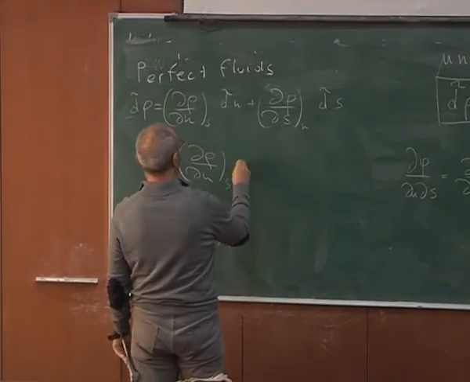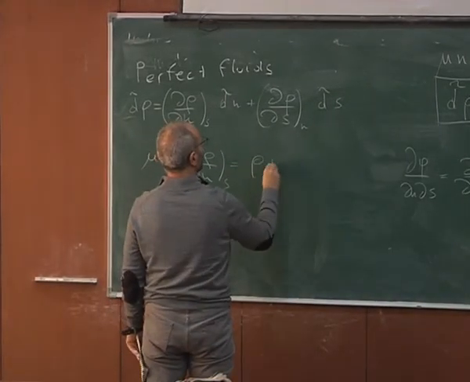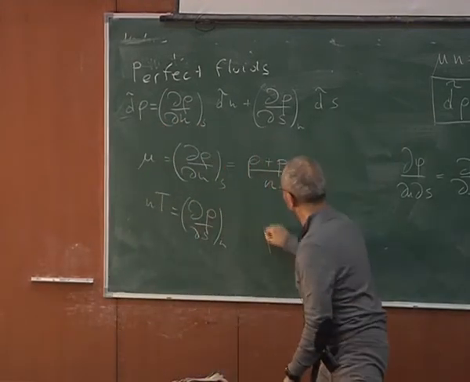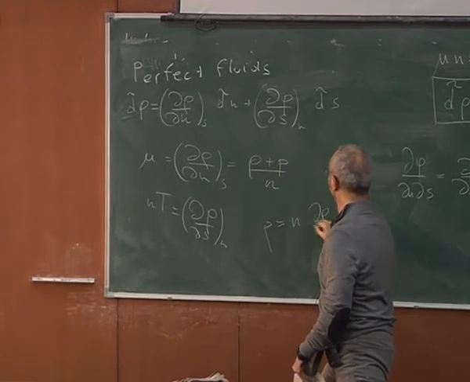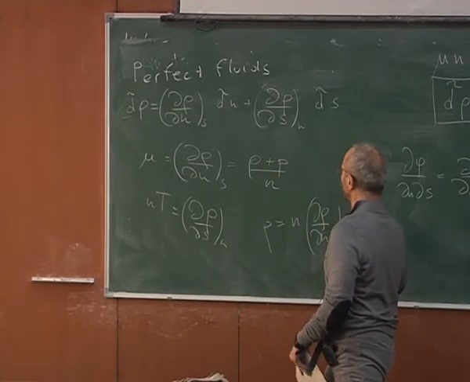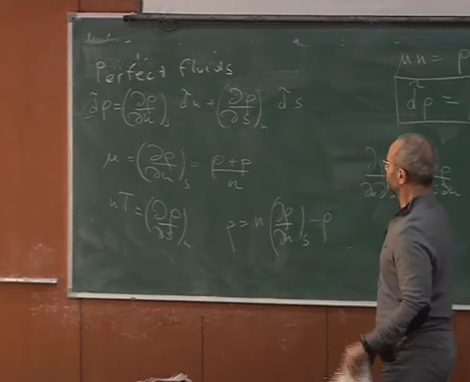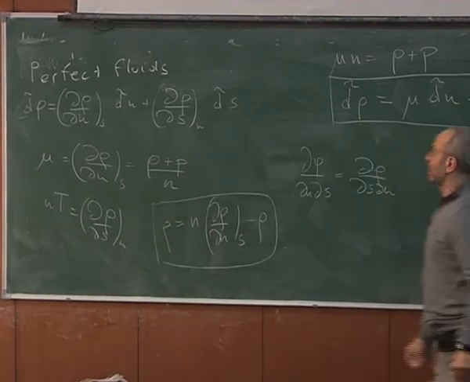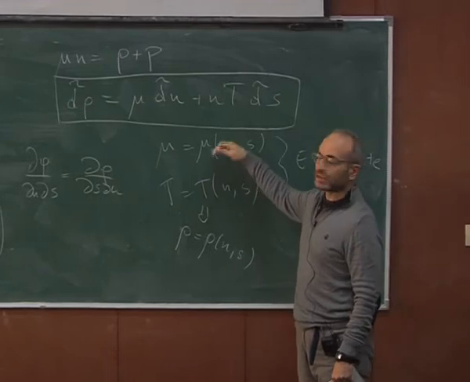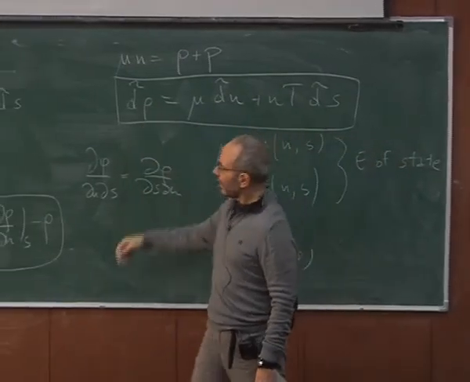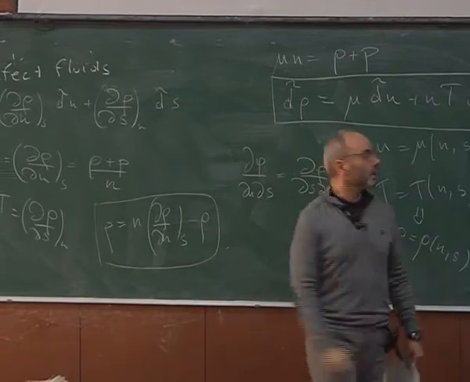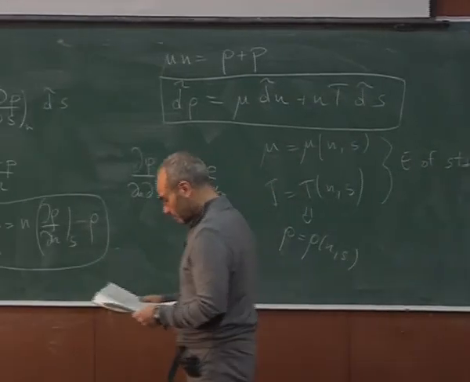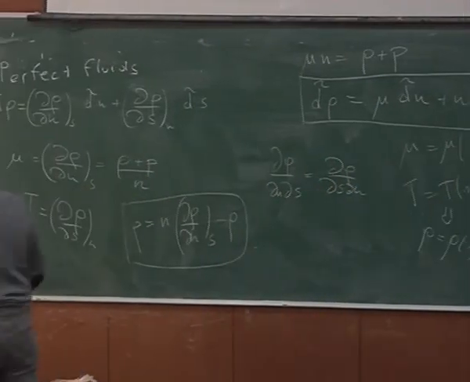Now mu was actually rho plus p divided by n. So p is equal to n d rho over dn at constant s, minus rho. So the point is that once I give you these two equations of state, then I am able to solve for rho, and once I have rho, I also have p, and then I have everything. Then the system is uniquely determined, actually.